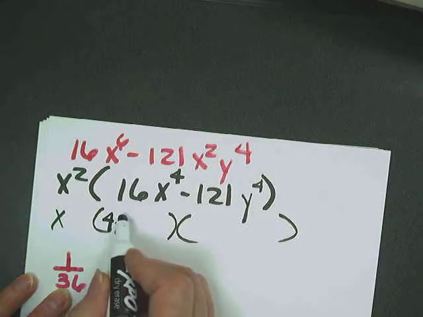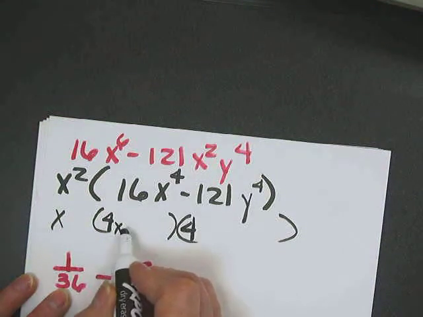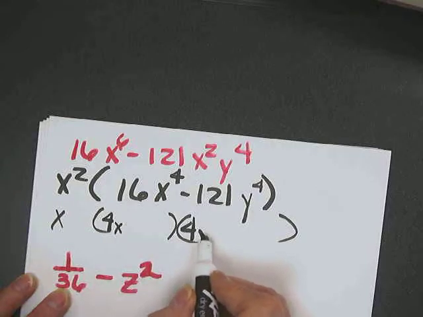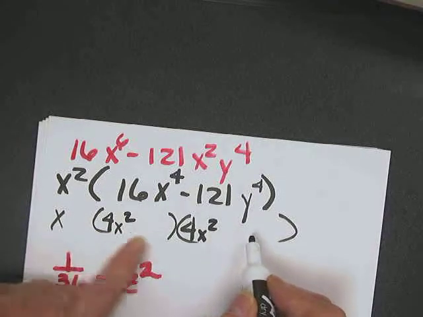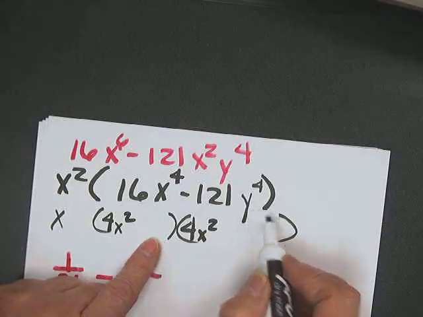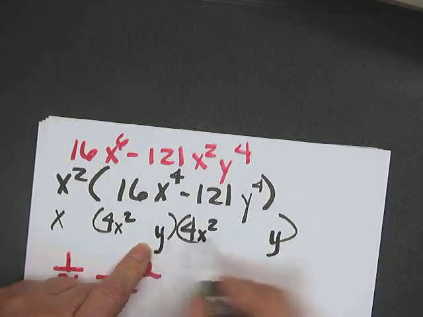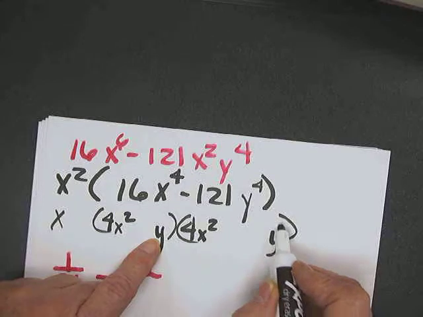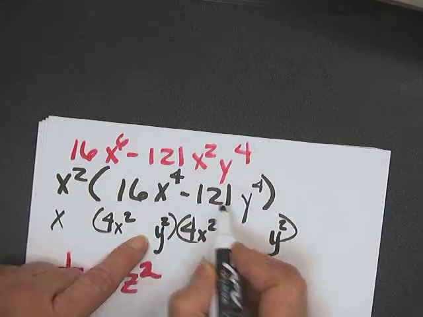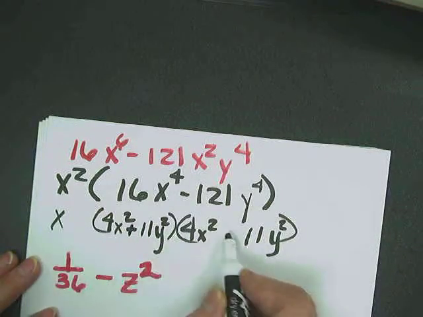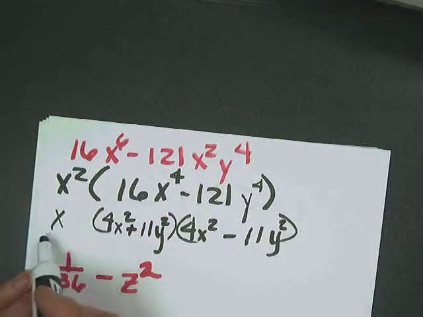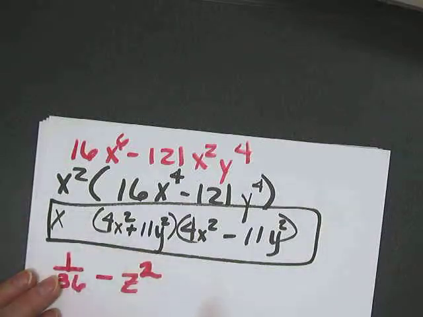Okay. Perfect square? Yes. We've got a difference of perfect squares then. This is out here. 16x to the 4th is what times itself? 4x squared. What did you say? 4x to the 2nd power. To the 2nd, right. And then this one?